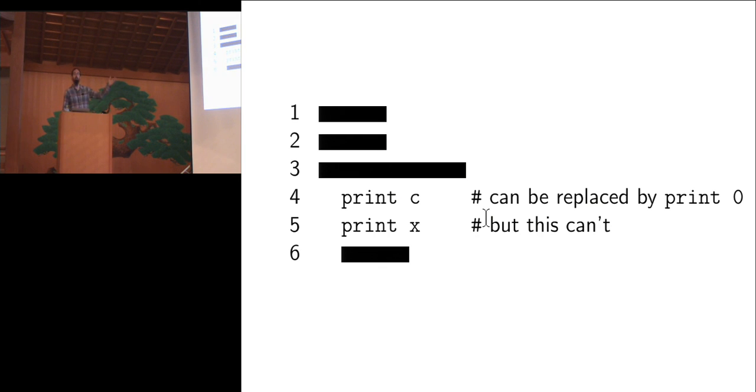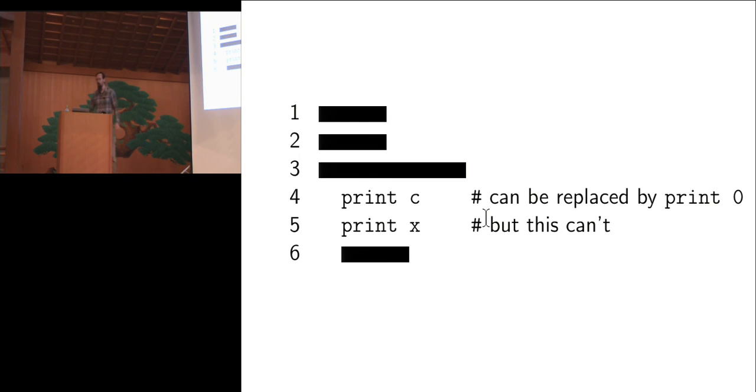So here's a program. You can't see all of it. That's fine. You can see the two lines that matter, which is there are two print statements, and I'm going to do a static analysis on this program, and I'm going to show you that this line can be replaced by print 0. But the static analysis will not be able to determine that x is constant, and in fact, x is not going to be constant.